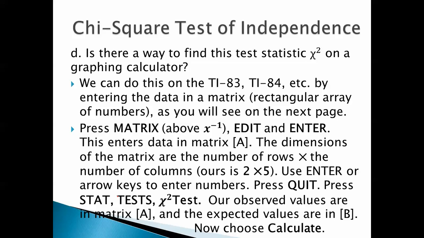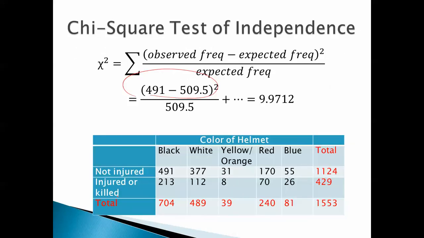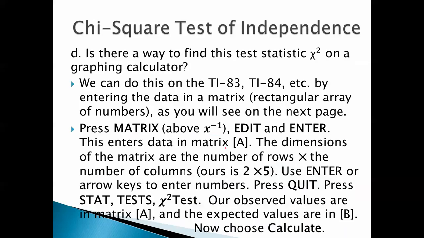So you press matrix, that's above the X inverse key, edit, and enter. This enters data into matrix A. The dimensions of the matrix are the number of rows by the number of columns. Ours is a 2 by 5 matrix, right? So we've got 2 rows and 5 columns. So our data are in a 2 by 5 matrix.